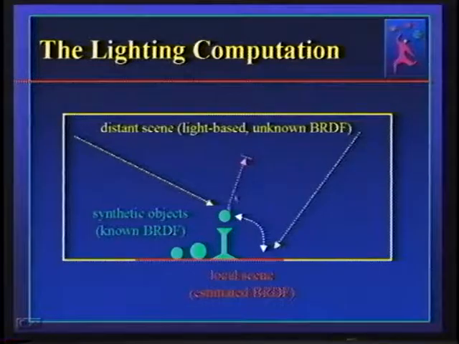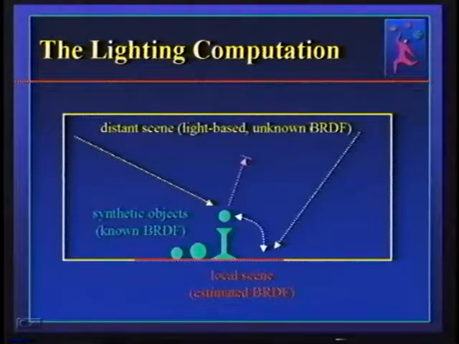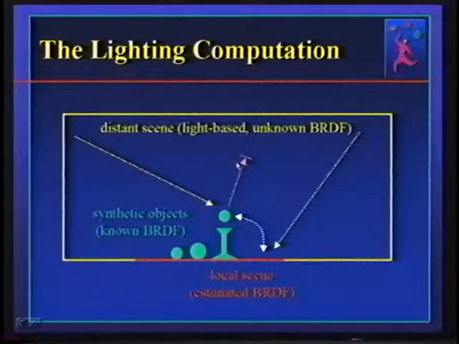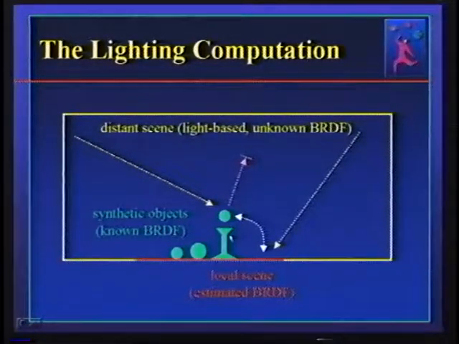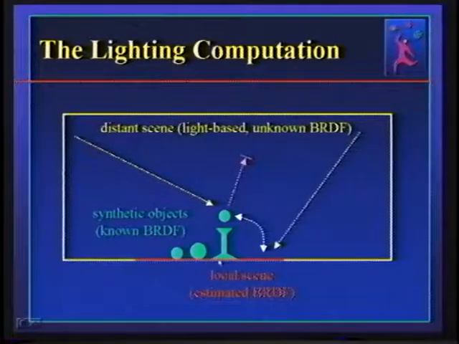But any light reflected back to the distant part of the light-based model is not going to have any effect, because we don't know anything about the material properties of this. So that light will be ignored. Now that's actually a good thing, because that means our computation will be a lot more efficient, since we don't have to do any global illumination calculations for these parts of the scene. Instead, all of the global illumination will be focused on the local scene and the synthetic objects.